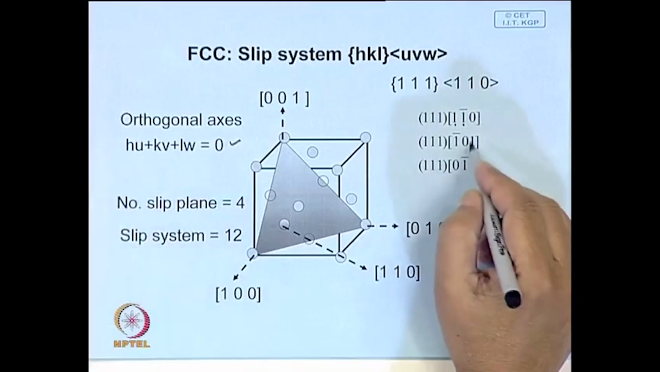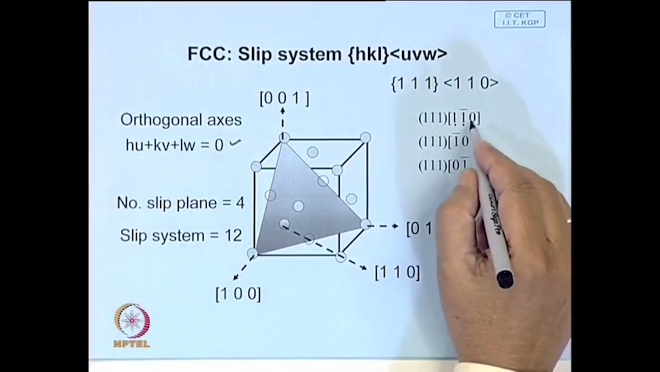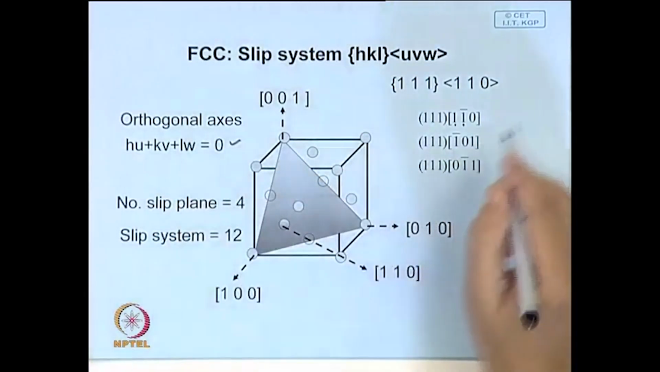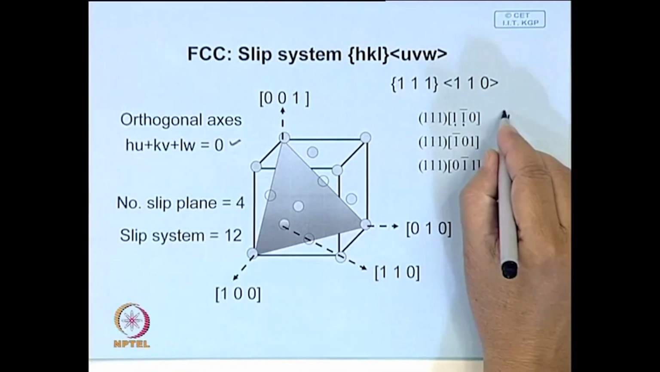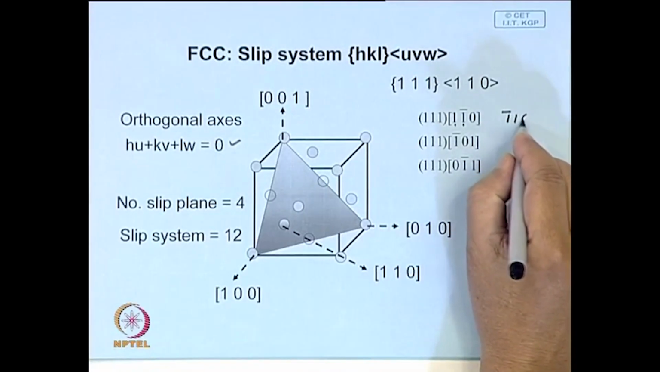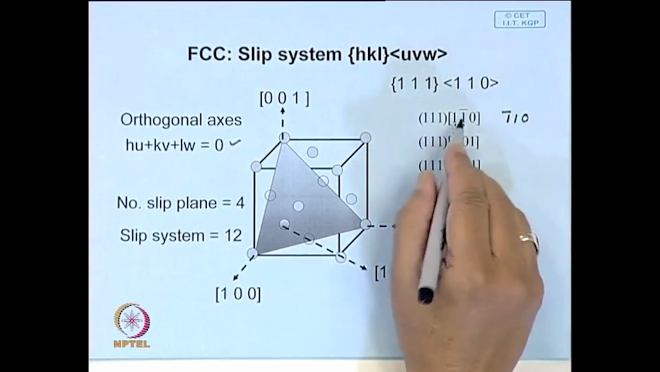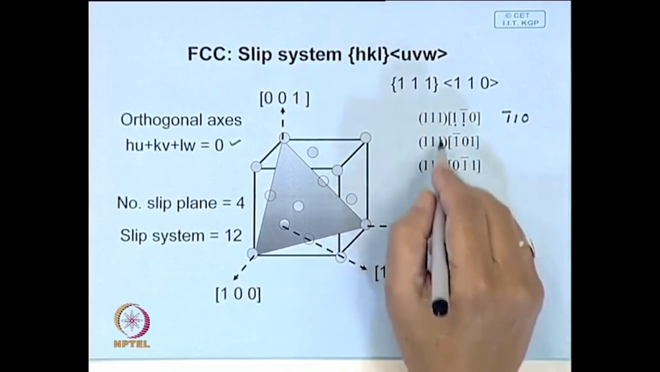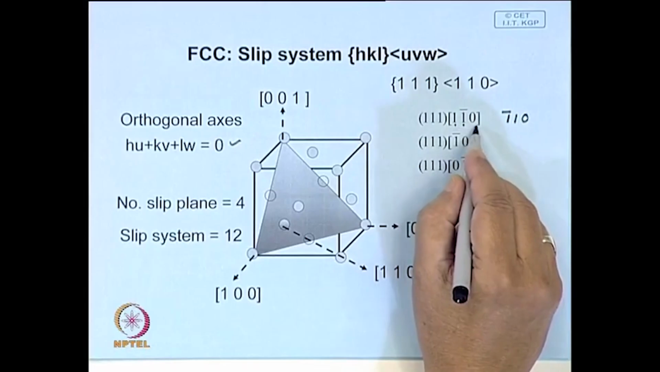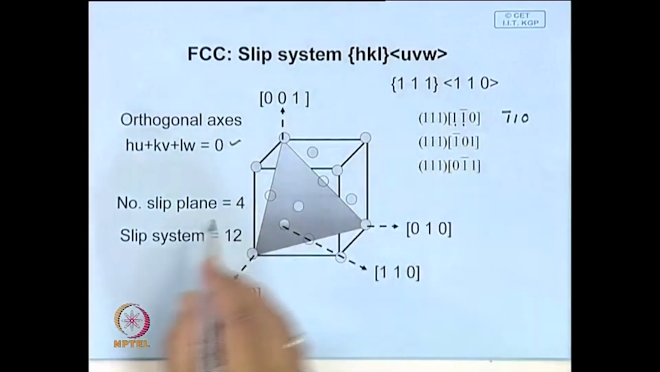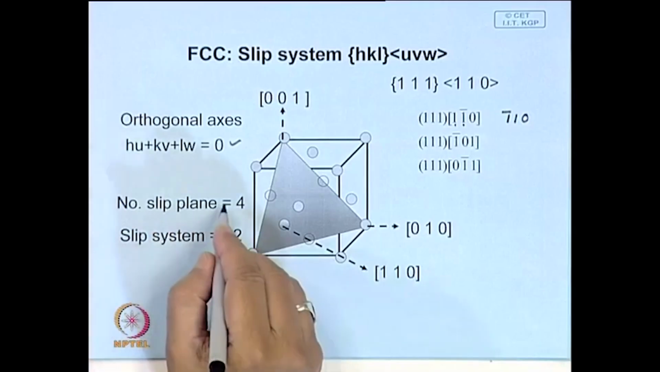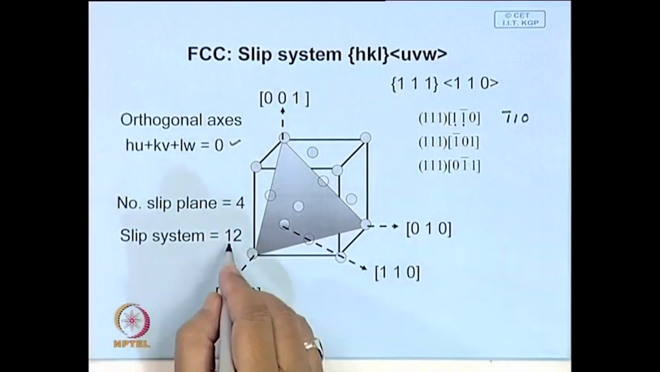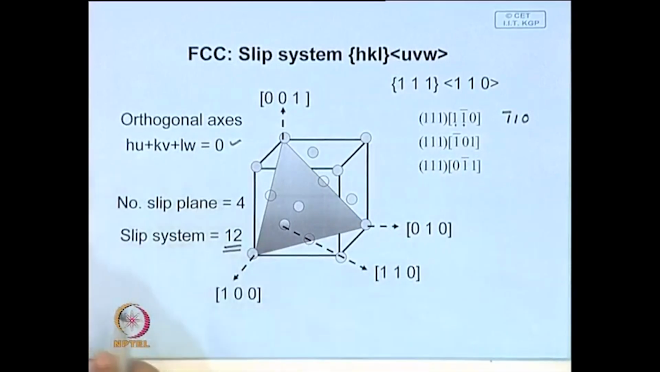So, also if you try this permutation and combination, you will find there are 3 directions which will satisfy this, and in fact, we are ignoring the direction like 1 bar 1 0, which is actually the same direction, but the sense is opposite. So, that means each 1 1 1 plane has 3 close packed directions. So, therefore, you will have 4 slip planes, and each slip plane has 3 such directions. So, the number of slip systems in FCC is 12.